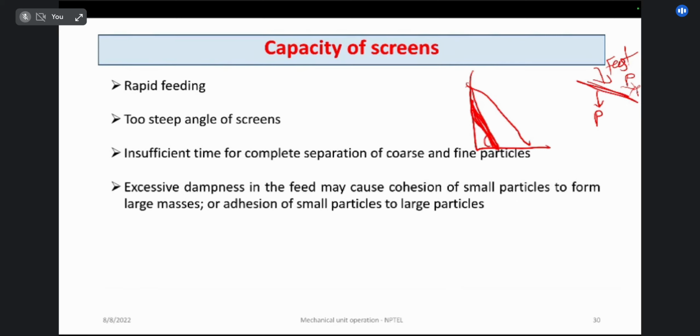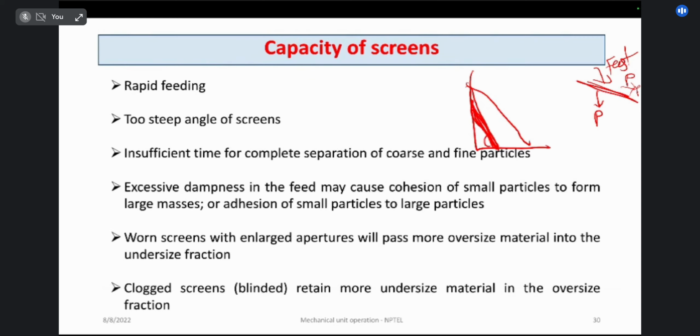Excessive dampness in the feed may cause cohesion of small particles to form large masses. So dampness, if there is moisture, can cause cohesion of small particles, and they will agglomerate into large particles, or sometimes small particles are added onto large particles, which will block the apertures and reduce the capacity.